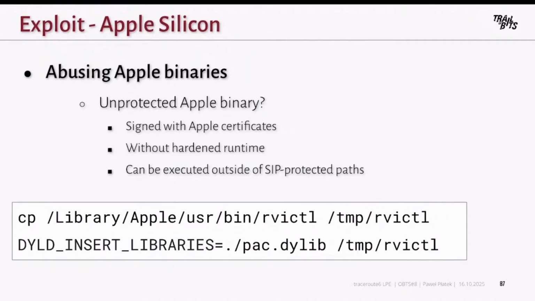And truly enough, there is at least one such program. It's called Remote Virtual Interface Tool. I have no idea what it does, but when you run it with that environment variable, it will just execute code for you. And because it has the same PAC key as traceroute, we can just use it for the pointer signing.